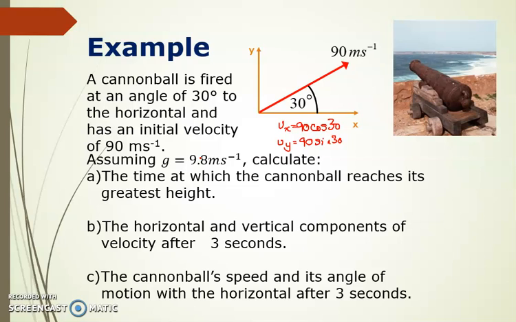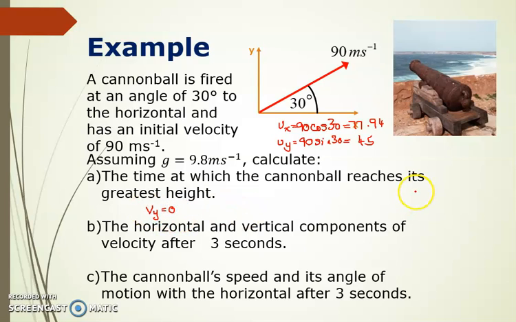And that's 90 cos 30. In physics they use 9.81 usually. 77.94. There you go. And sine 30 is a half, so I know that one's 45. Find the time at which the cannonball reaches its greatest height. And we've already seen its greatest height occurs when vy equals 0.